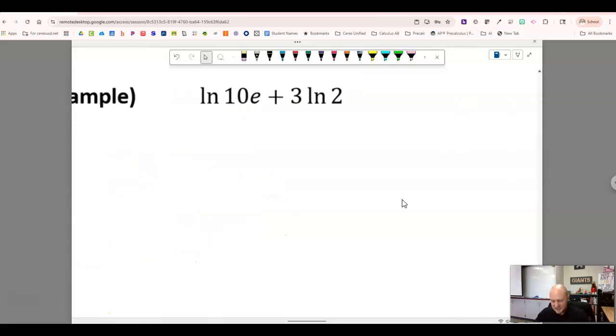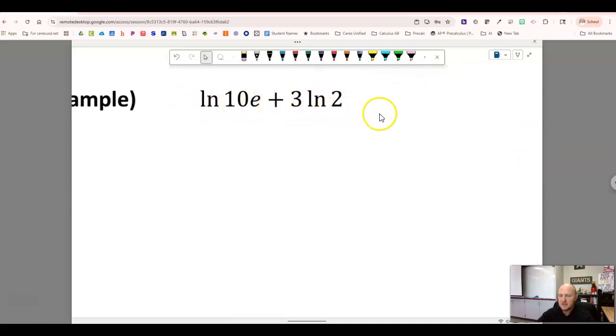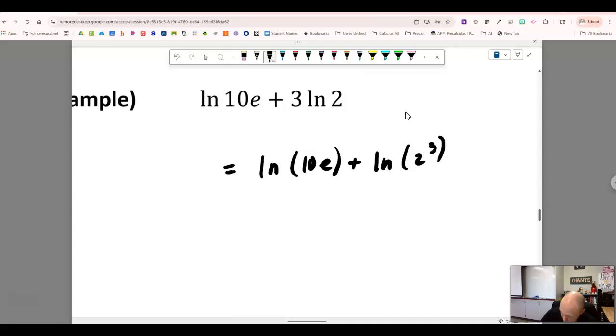Okay, last example I have for you. Here I have natural log of 10e plus 3 natural log of 2, and I want to go ahead and combine these. So I'm going to use first my power property: natural log of 10e plus natural log of 2 to the third, which is 8. And I'm going to use my product property.